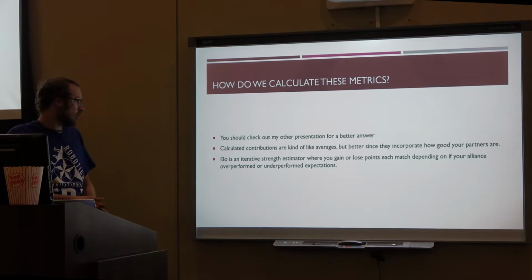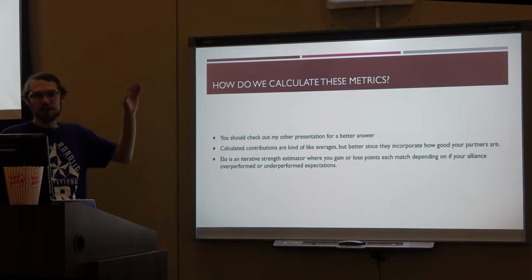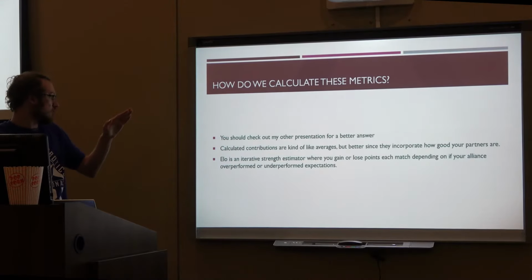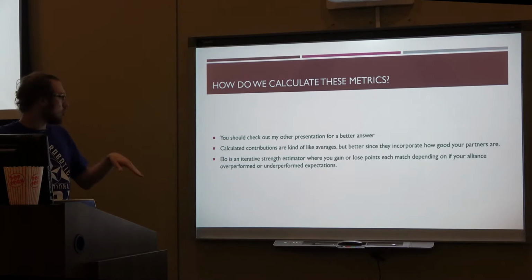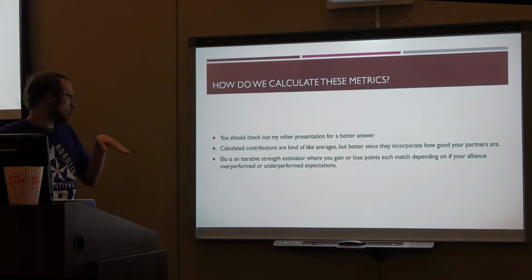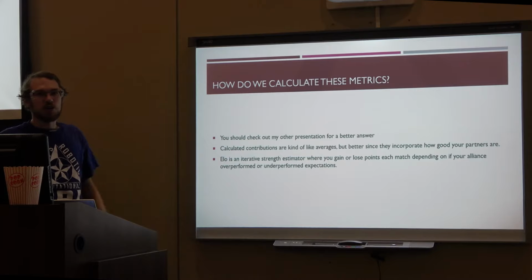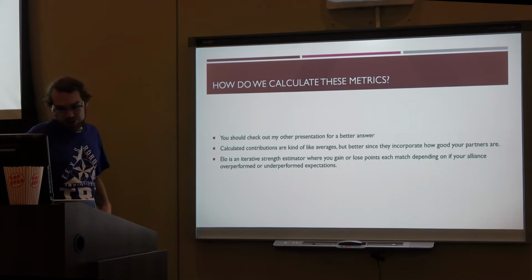Ehlo is an iterative strength estimator, and the idea behind it is you gain Ehlo points each match you do better than your expectations, and you lose Ehlo points when you do worse than your expectations. So it's just tweaking up and down your estimate for how good your team is.